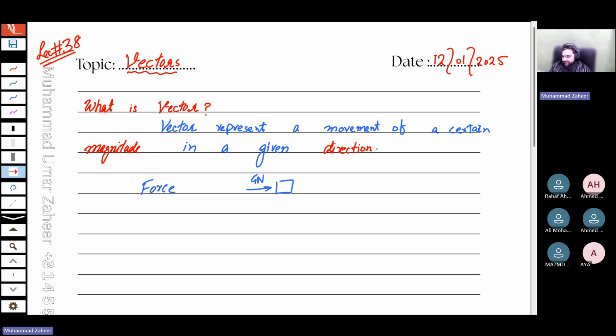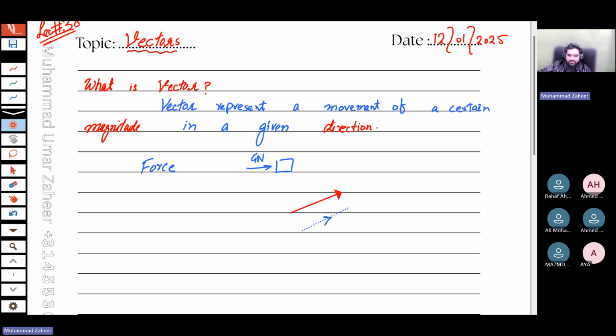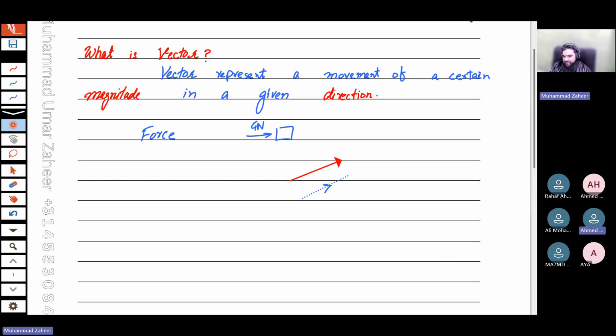Normally, we show the vector this way. This is the vector. The length of the vector shows the magnitude, and the arrow sign shows the direction. Sometimes we show it this way: this is a line, the arrow will be here. The arrow shows the direction, and the length shows the magnitude. Any question till here? No, okay. So there are two things, the magnitude and direction.